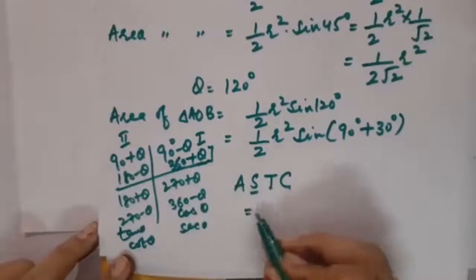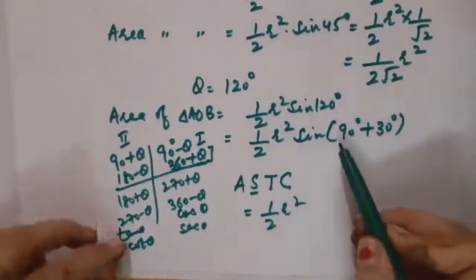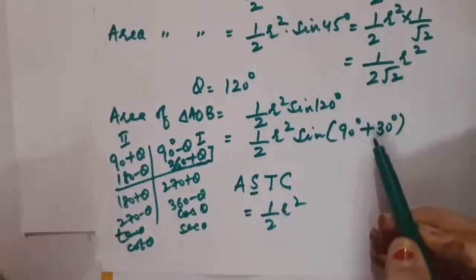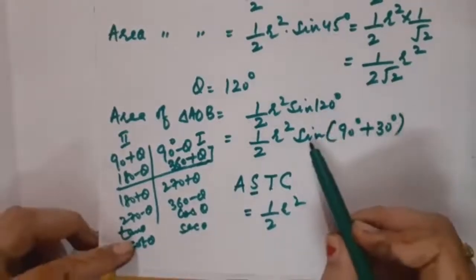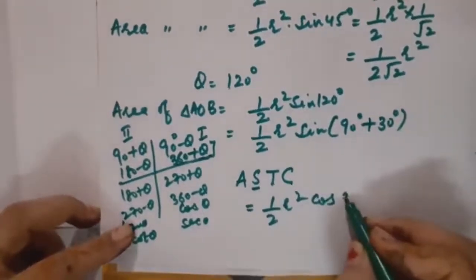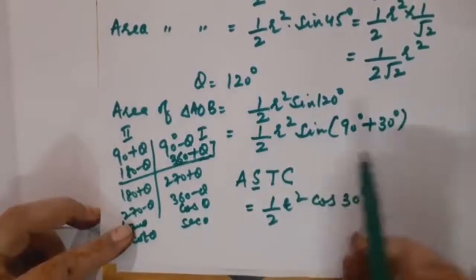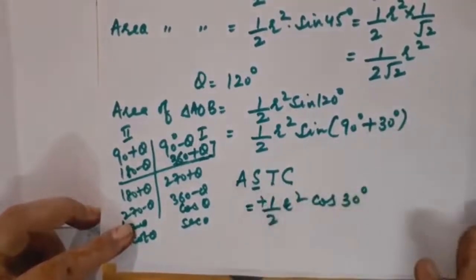Okay. What does it mean? It would become half r square. And we have to apply sine 90 plus theta, that is the complement law. So the complement of sine is cos theta. Correct? And this 30 will be as it is, because sine is positive in the second quadrant. So there will be a positive sign only outside.